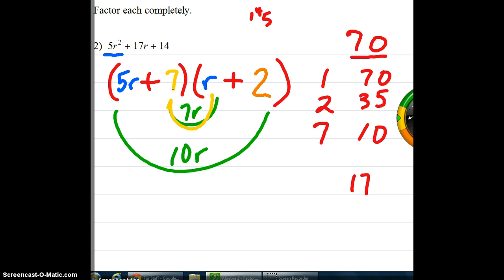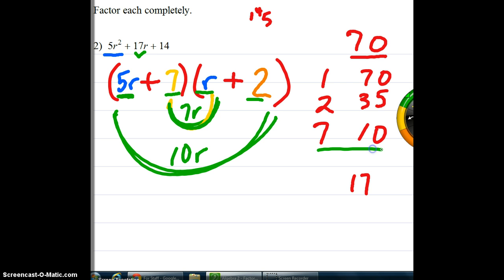So let's do a quick FOIL check to see if we have exactly what we started with. So first, there's our 5R squared. Our outside values and our inside values will add up to 17R. And then, of course, our last terms are a 7 times a 2 is equal to a 14. Okay? So you can always double check these. It's a little bit harder.